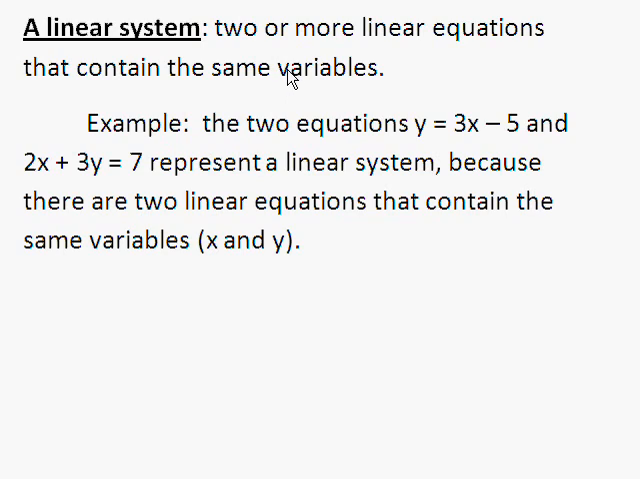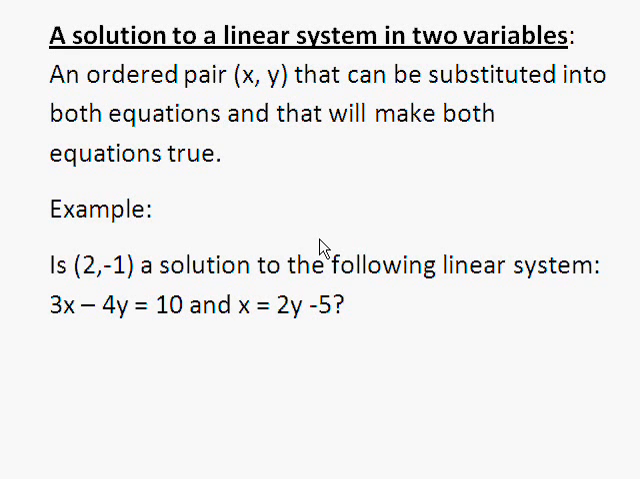A linear system is two or more linear equations that contain the same variable. For example, the two equations y equals 3x minus 5 and 2x plus 3y equals 7 represent a linear system, because there are two linear equations, y equals 3x minus 5 and 2x plus 3y equals 7. And these two equations contain the same variables, x and y. A solution to a linear system is an ordered pair, x comma y, that can be substituted into both equations that will make both equations true.